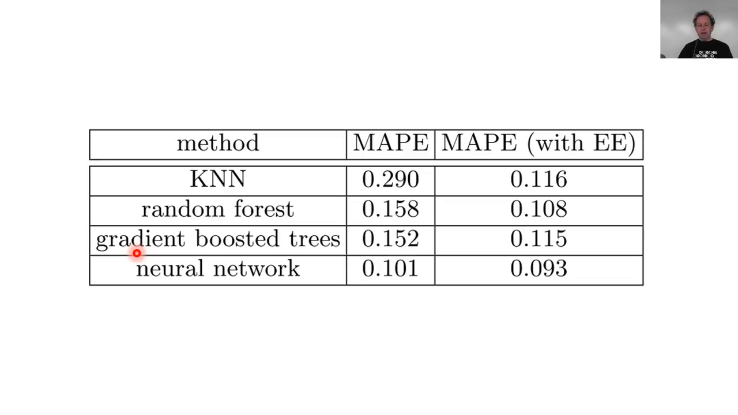feature engineering. And so the mean average percent error without that for GBMs using just one-hot encodings was 0.15, but with that it was 0.11. Random forests without that was 0.16, with that 0.108, nearly as good as the neural net.